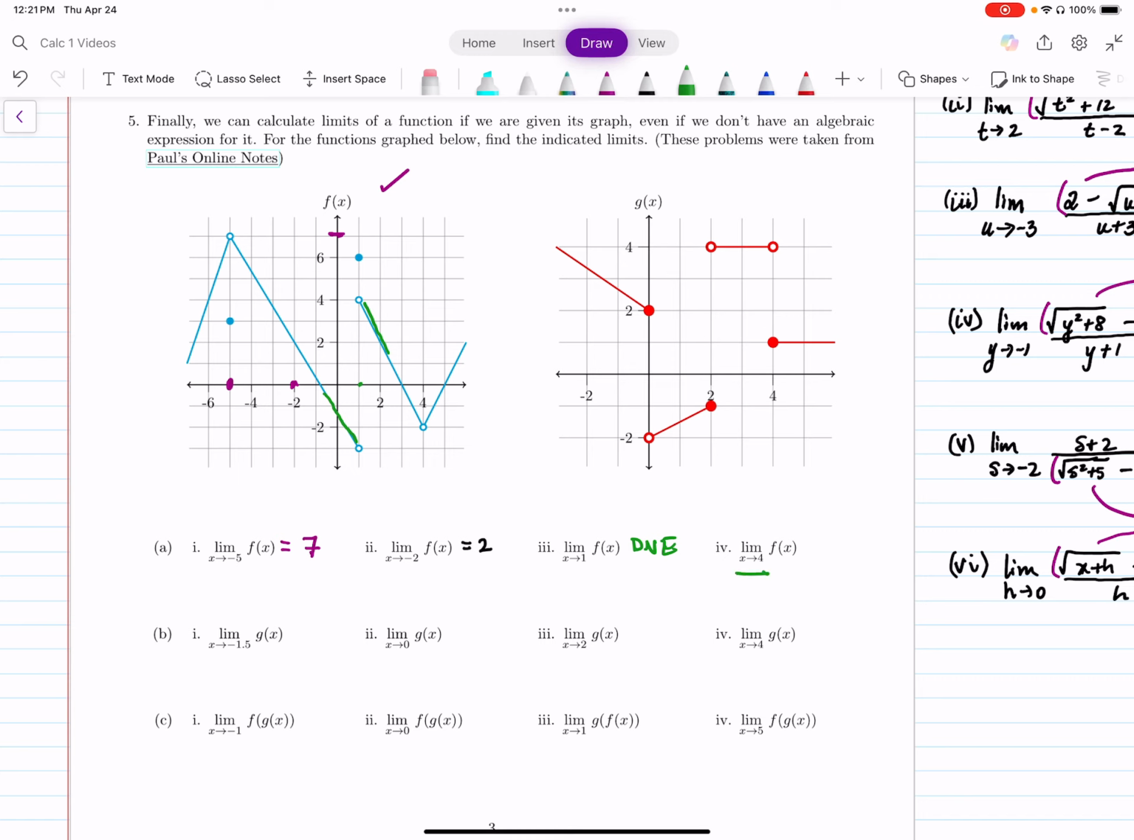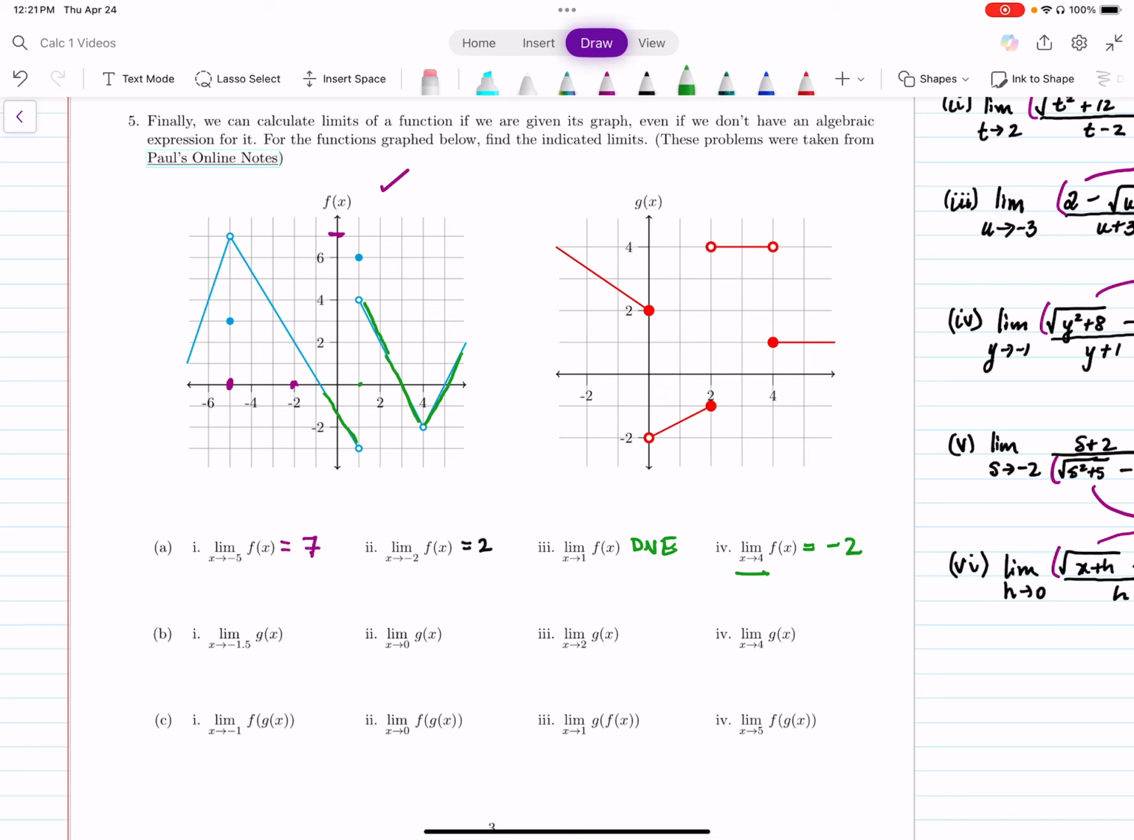All right, let's look at limit as x goes to 4. From the left, we're coming down towards -2, and from the right, we're also headed towards -2. And it doesn't matter that it's not even defined at 4. It only matters where it's headed. So this one is -2.